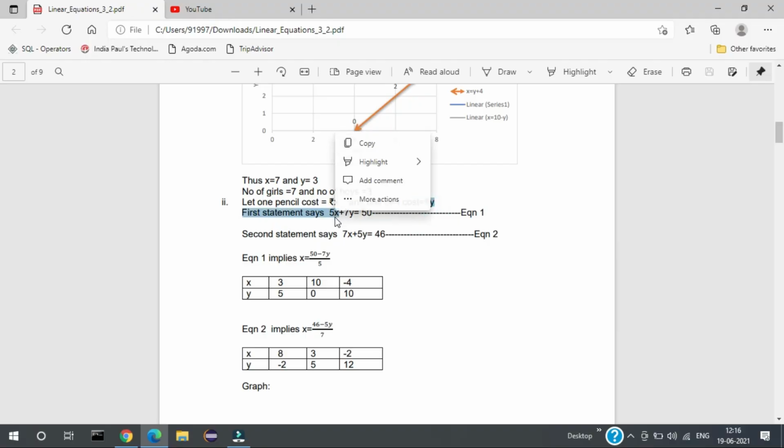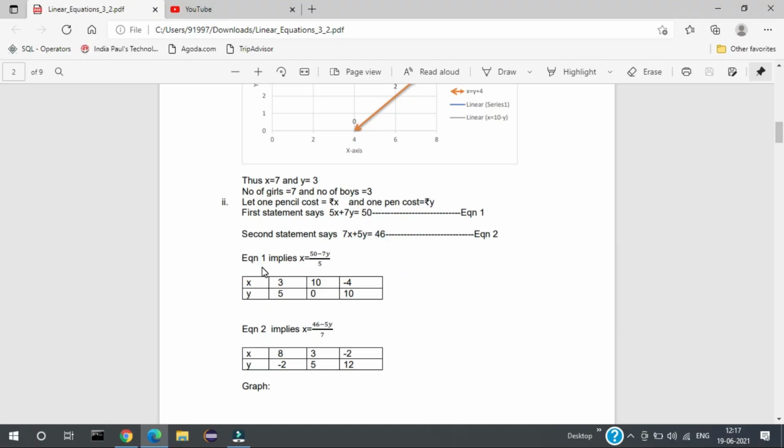The first statement says 5 pencils plus 7 pens cost will be 50 rupees. So from the first statement we get the equation 5x plus 7y equals 50. From the second statement we may get 7x plus 5y equals 46. That is, 7 pencils plus 5 pens cost equals 46. That is equation number 2.